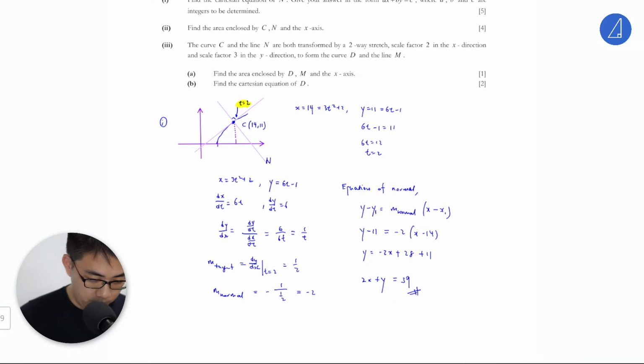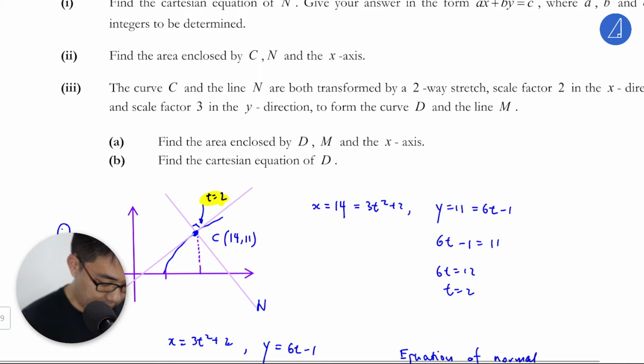So let's look at part 2. The area enclosed by C, N, and the x-axis. So C is this curve here, and the N and the x-axis here, right? So very clearly what we want is this area here. Now this looks like a very small graph.